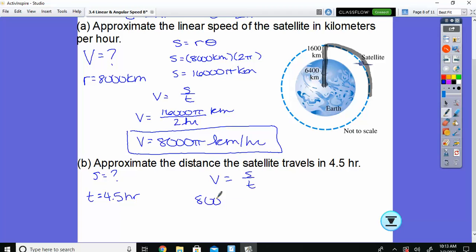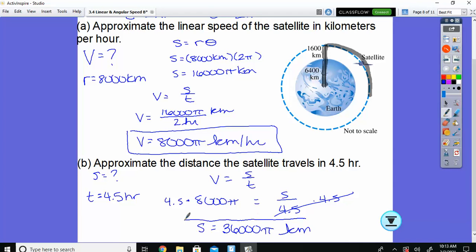So 8,000 pi equals S over 4.5. So multiply over your 4.5. You're 36,000 pi. Is that right? The units, S and R always have the same units, so that would be kilometers.